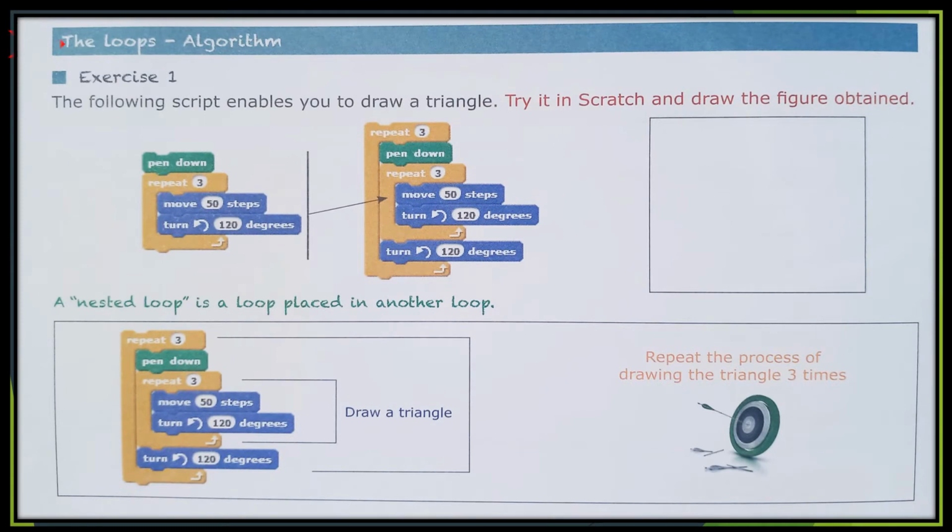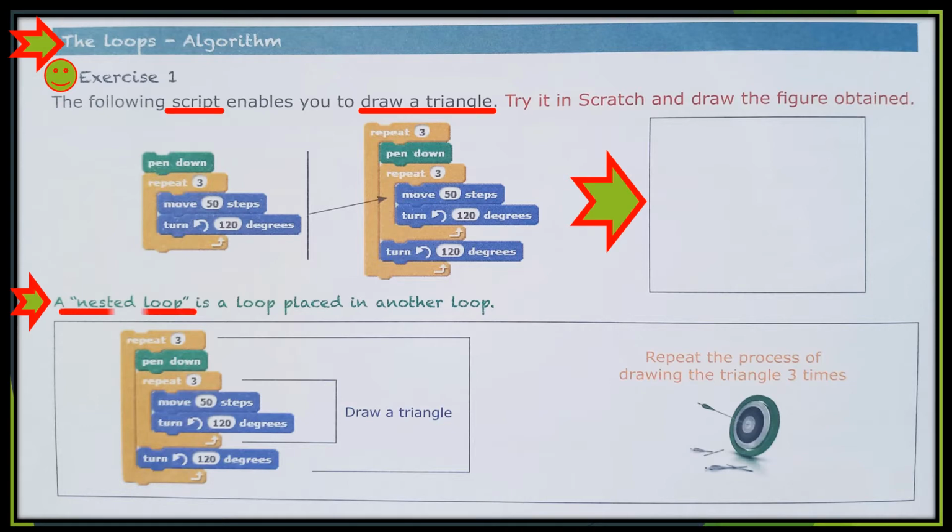Let us start our discussion, the loops and algorithm, with exercise number 1. In this exercise, you should follow the given instructions. The following script below enables you to draw a triangle. You should try it in Scratch and draw the figure obtained in the space provided. Remember, a nested loop is a loop placed in another loop. As you can see below, we use the repeat times command.